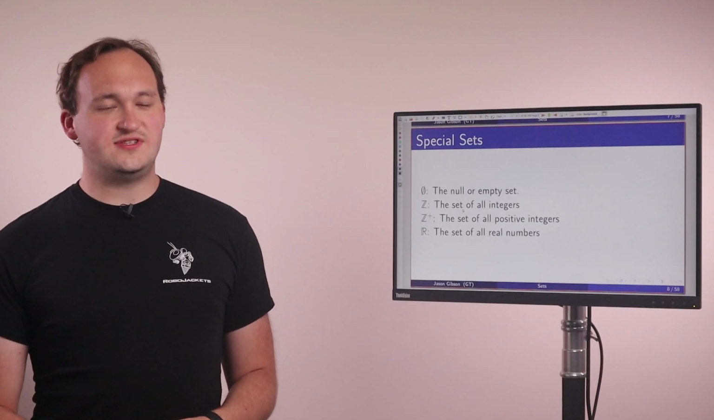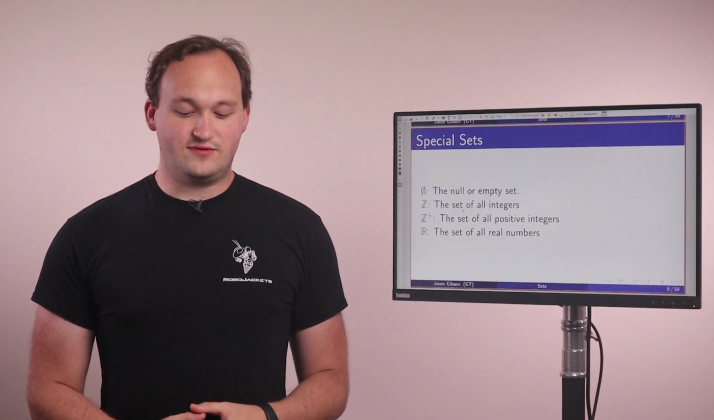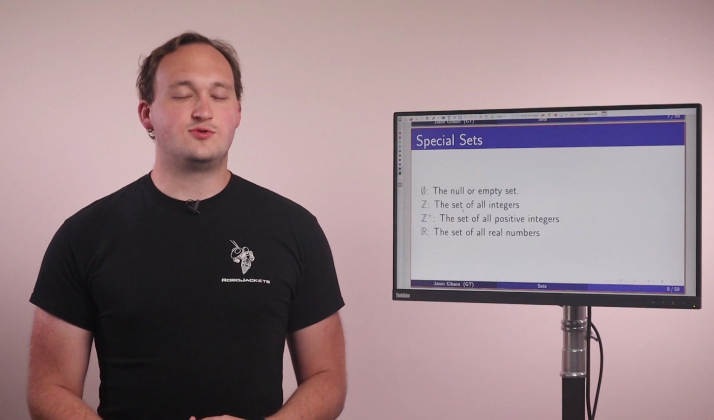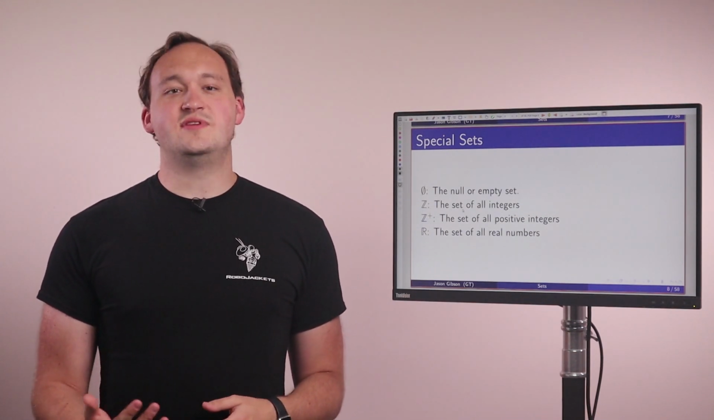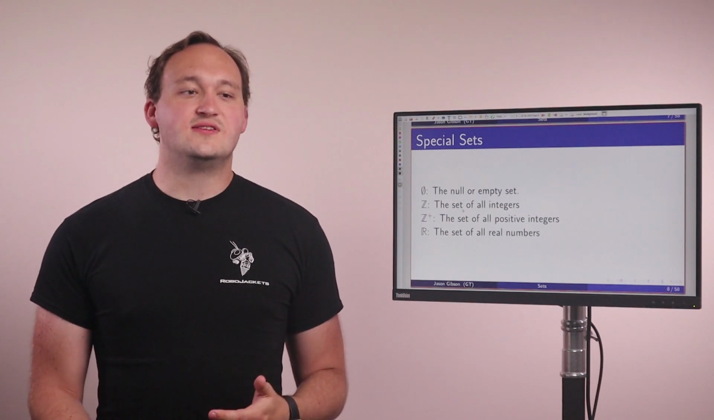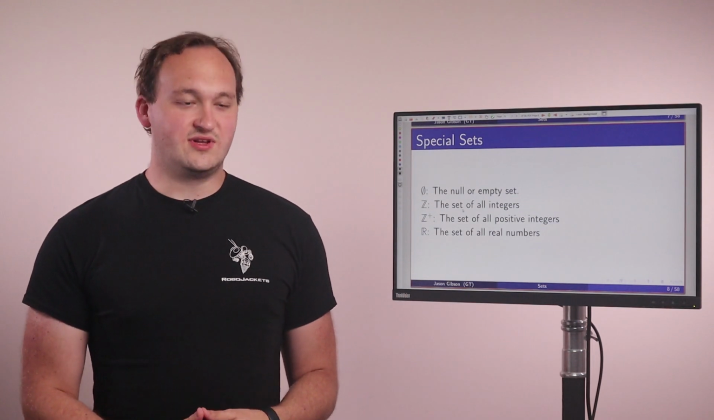Next we have some special sets. These are really important sets that will show up a lot. The first one is the null set, or the empty set, and this just represents a set with no elements in it. There are a lot of properties with this that we're not really going to go into because we oftentimes don't really need to, the way we're defining things in the real world, but keep this in mind.